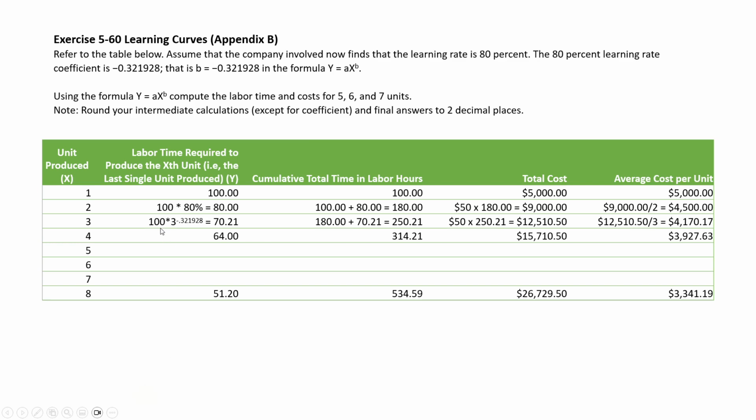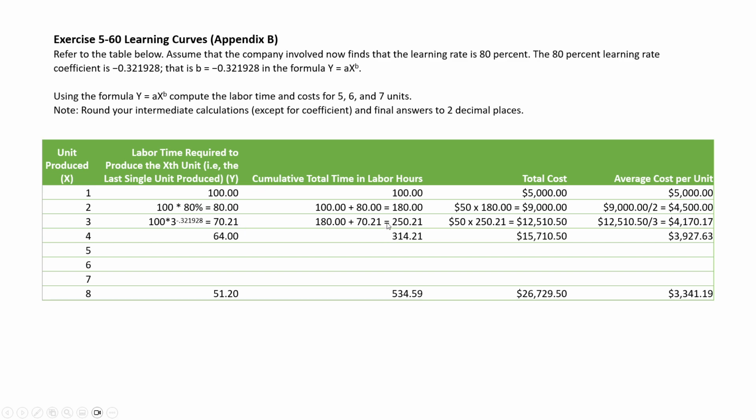The a is going to be how much time it took to produce unit number 1. That's 100 hours. Multiply that times x. X is what unit are we on now? Well, I'm on unit number 3. And take that to the power of the learning coefficient, and they tell us that that's going to be negative 0.321928. Now, you're probably going to have to use a calculator or Excel. I'm very impressed if you can do this in your head. And that would mean we're approximating that unit number 3 would take us 70.21 hours to produce.